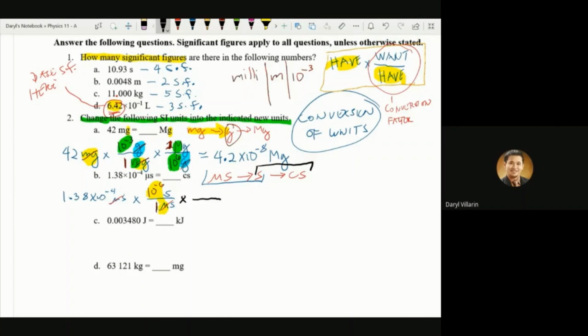But for the placement, again, in your conversion factor, the bottom part should have the same unit as my given unit. So again, if you multiply these two, it gives you second as your result. Microsecond is now taken off, it's being canceled off. So second at the bottom, and then centisecond on top.